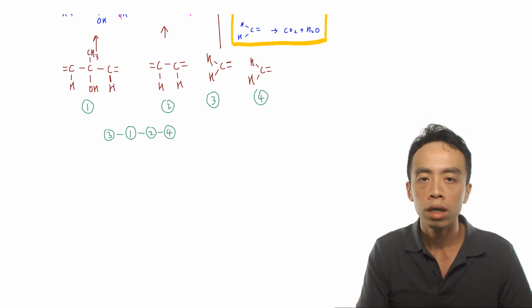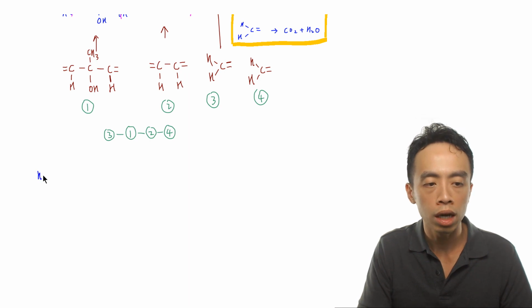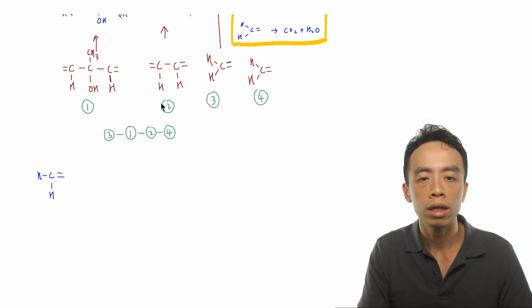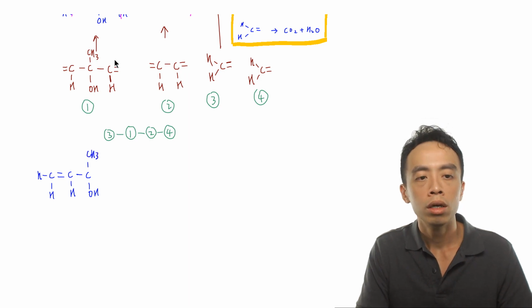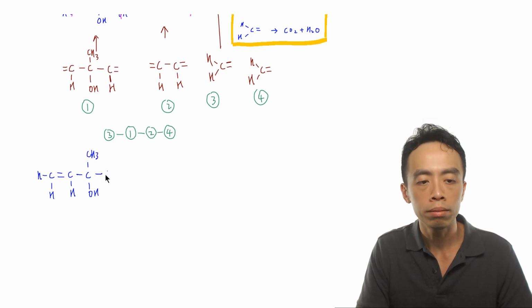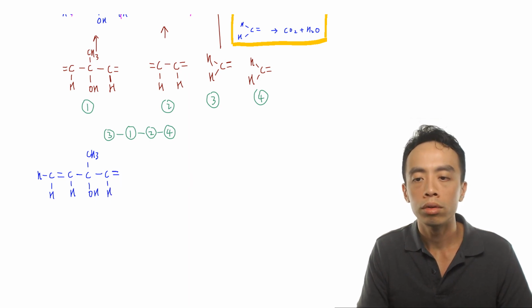If I draw number 3, it will be something like this: terminal carbon, CH2, double bond. Then I try to draw fragment number 1, joined to this CH, and then I'll draw the carbon with the tertiary alcohol. So this is the tertiary alcohol, joined to the other carbon, which is part of the alkene, CH, double bond. Okay, so I'm done with 1.